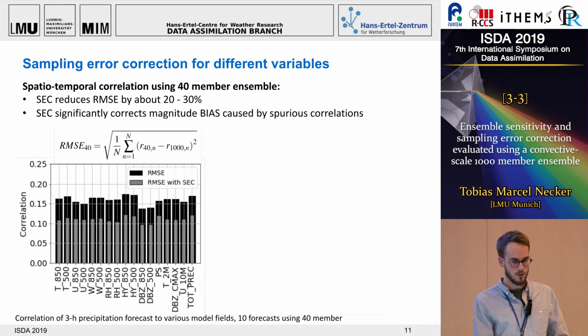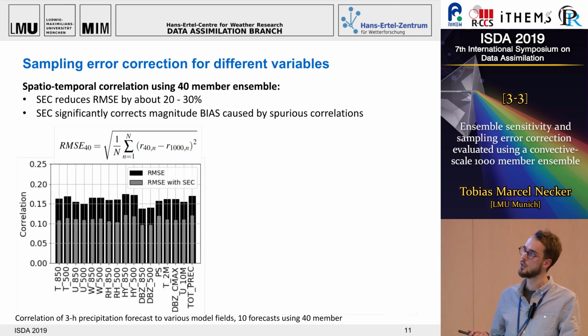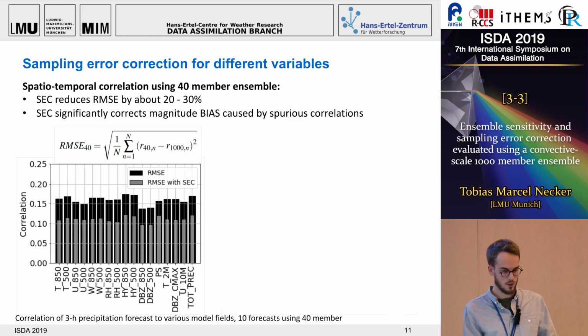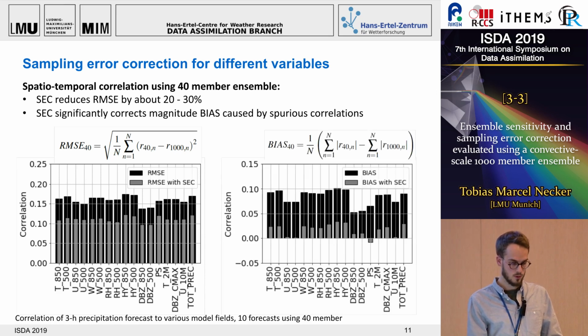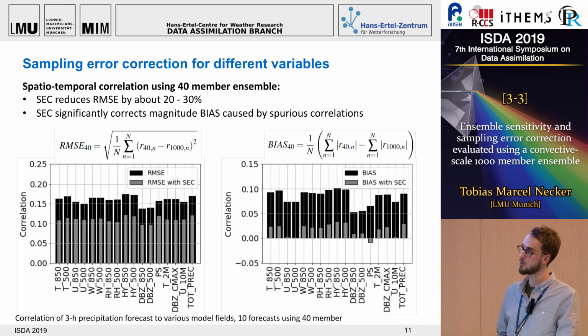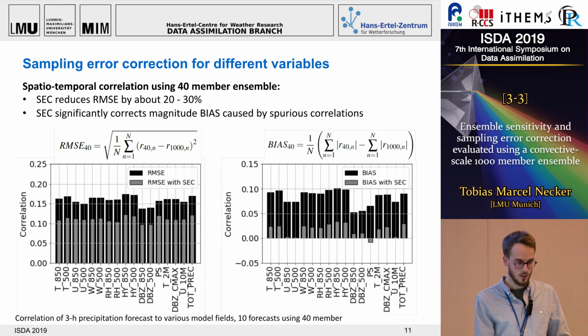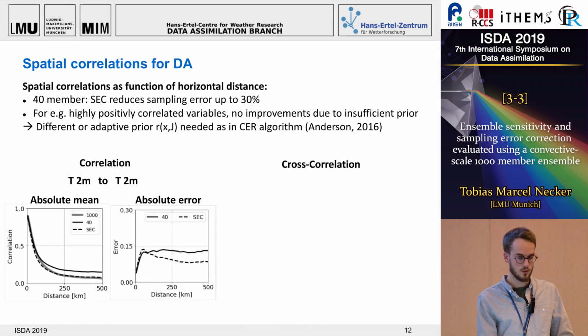Going on, we not only want to look at one pair of correlations, we evaluated several different variables, and we can see that the results are consistent for all different combinations of spatial temporal correlations with precipitation. Again, for both RMSE and bias, we see a clear improvement applying the sampling error correction, which is really nice. And so I will now move on to spatial correlations.